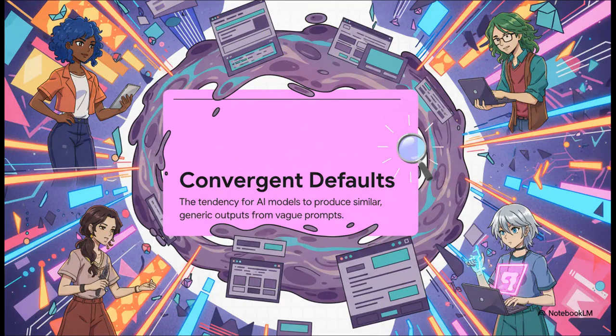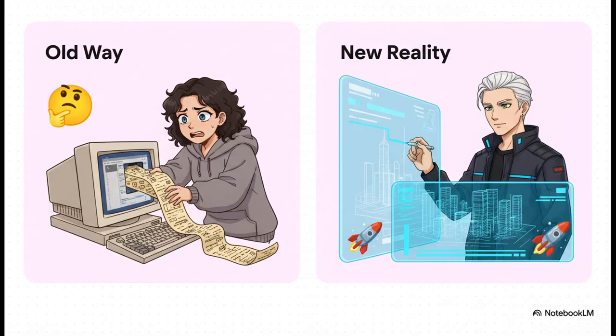There's actually a technical term for this: convergent defaults. It's the model's habit of falling back on the safest, most average, most common patterns it was trained on whenever it's not given super specific directions. You can think of it as the AI's comfort zone. And this is exactly why you and so many other designers are getting buried in what the community has started calling purple AI slop.